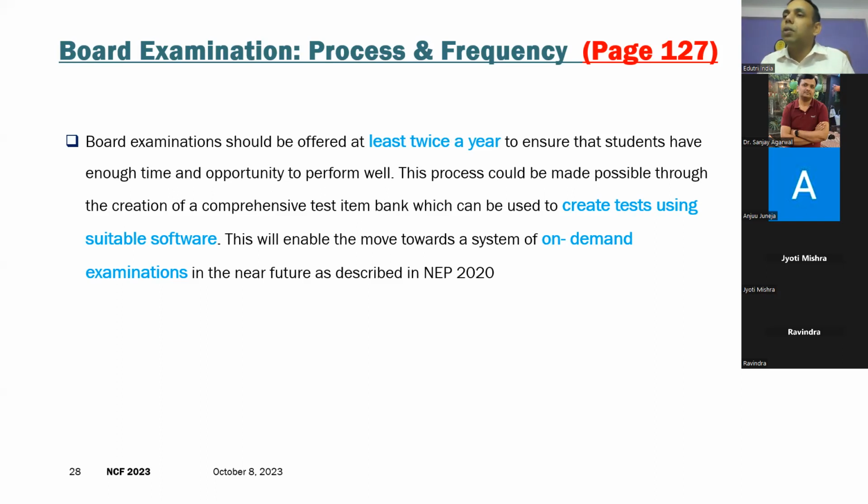Jyoti ma'am, you got the answer? Yes, sir. Thank you so much. So if there is an annual examination, it will be two. If there is a semester examination, it will be four, because the same examination is held twice per semester, two examinations, and then two times. So there will be four. I hope it is clear.